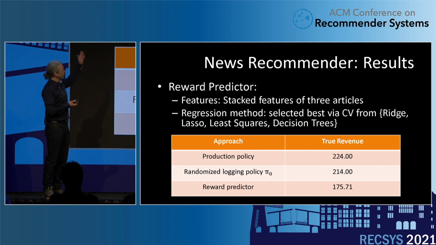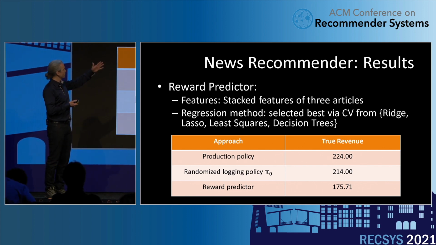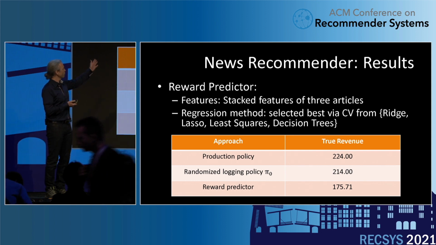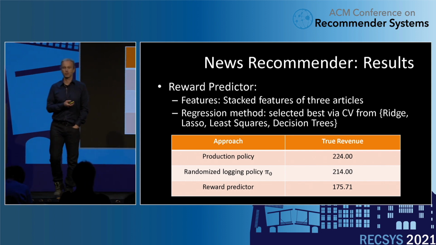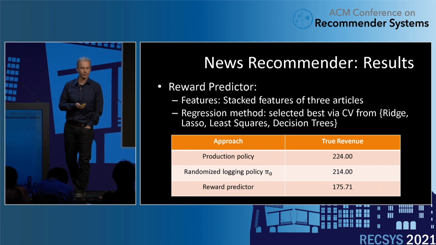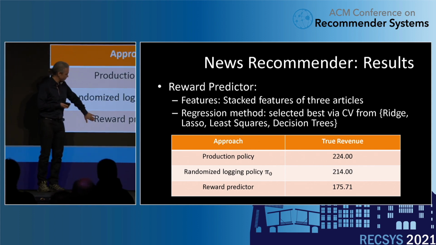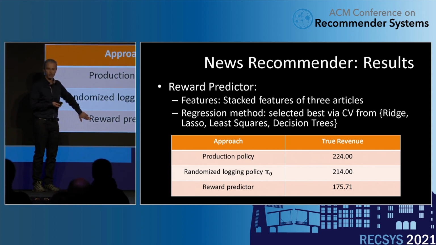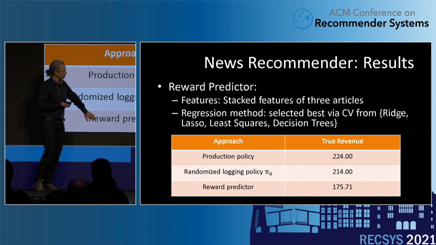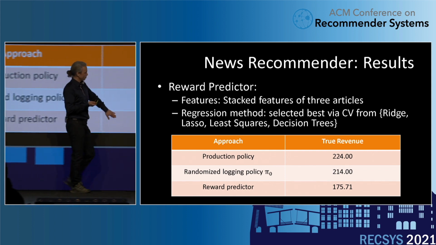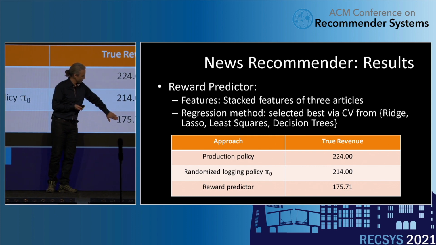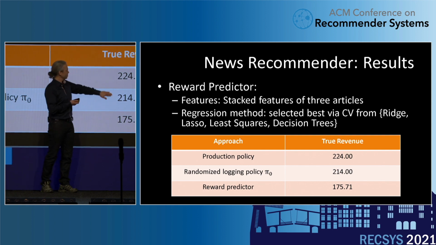Here, it's a particular setup. We used a set of different methods, and then picked the one that has the best regression error through cross-validation. And unfortunately, the result is a little disappointing, right? If we take this policy that maximizes the predicted reward, the actual true reward is actually lower than the reward of the logging policy. So we haven't actually learned a better policy here.